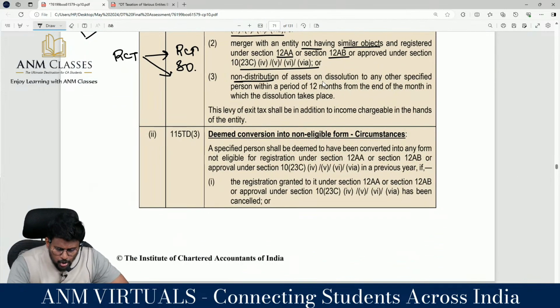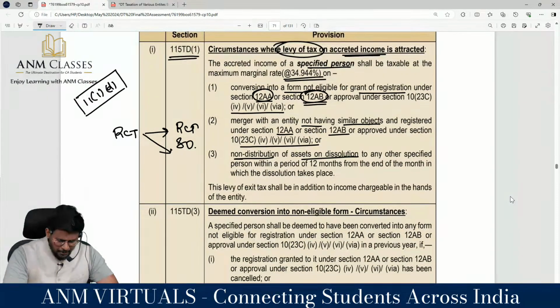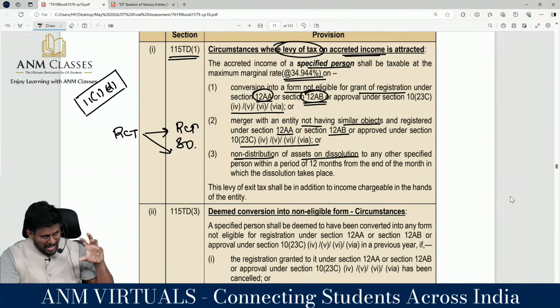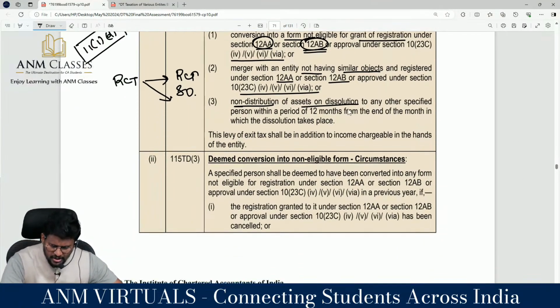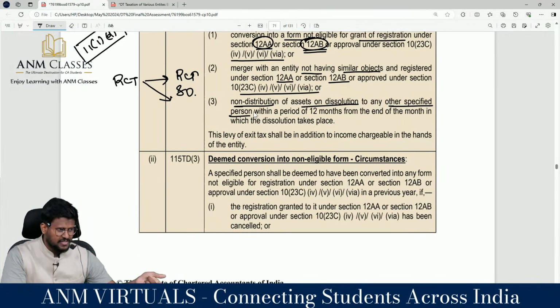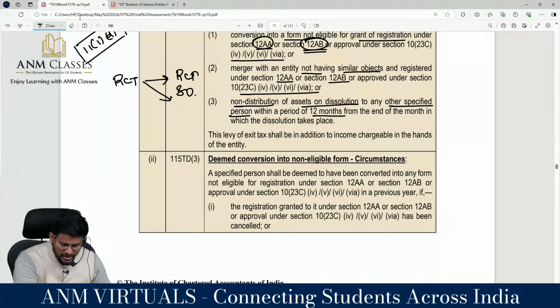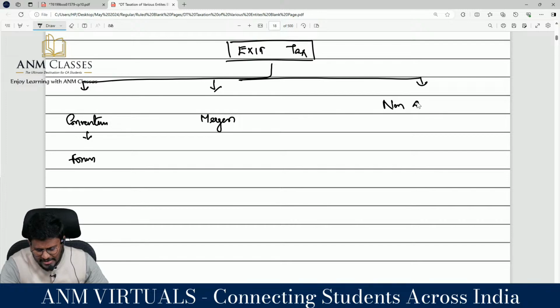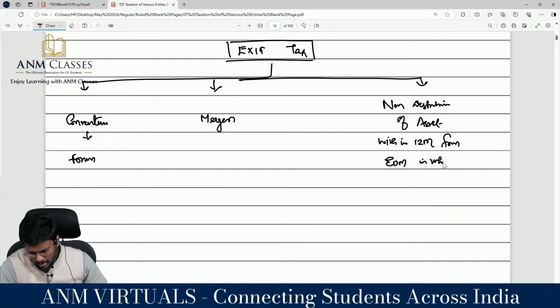Next one, non-distribution of asset on dissolution. You have not merged with anyone, nor converted, but you have stopped the trust's operations and said, enough, I cannot continue, I will not engage in charitable activity anymore. In that case, if the charitable trust has assets, those assets must be distributed. Non-distribution of asset on dissolution to any other specified person. We just studied who a specified person is: another registered charitable trust or 10(23C) entity, within a period of how many months, from the end of the month in which the dissolution took place. That means the third mistake is non-distribution of asset within 12 months from the end of the month in which dissolution takes place.